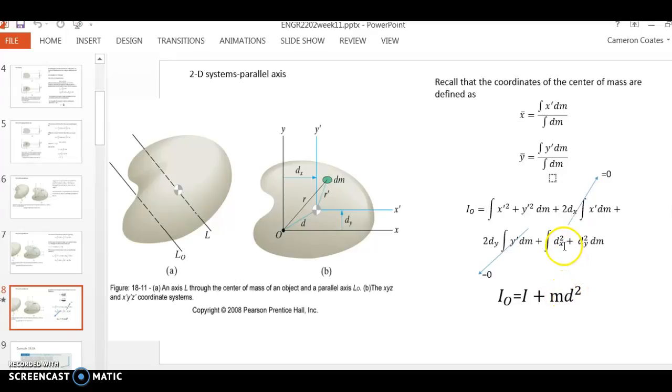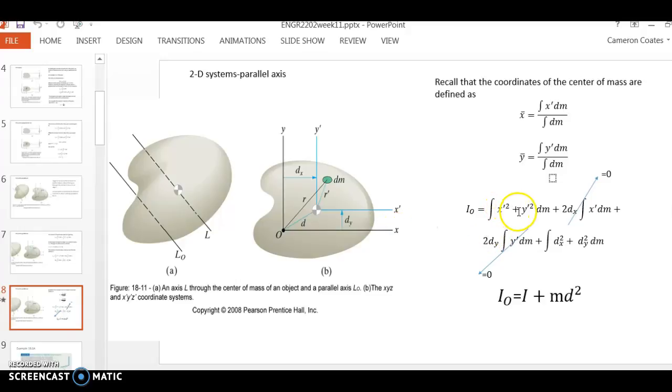Remember, dx squared plus dy squared is equal to d squared. D squared is not changing. D squared is constant, so it is not changing with mass. We just have d as the distance between O and the center of mass.